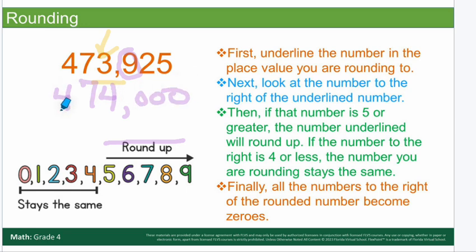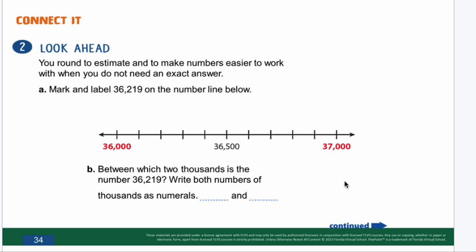So I would get 474,000. So let's try this looking kind of at a number line. So when you round to estimate and to make numbers easier to work with, when you don't necessarily need an exact answer.